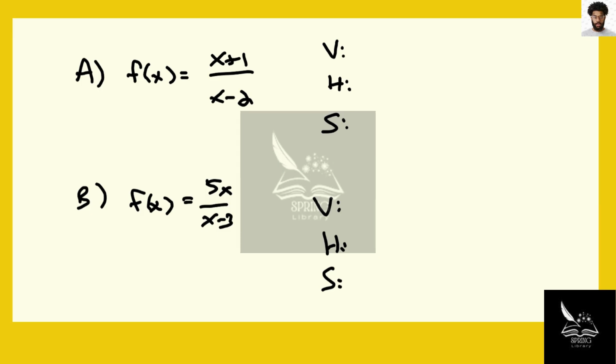Vertical asymptotes occur when you're dividing by 0. And so for the first function, if x is 2, we'd be dividing by 0, so x equals 2 is the vertical asymptote. In part B, it's 3.